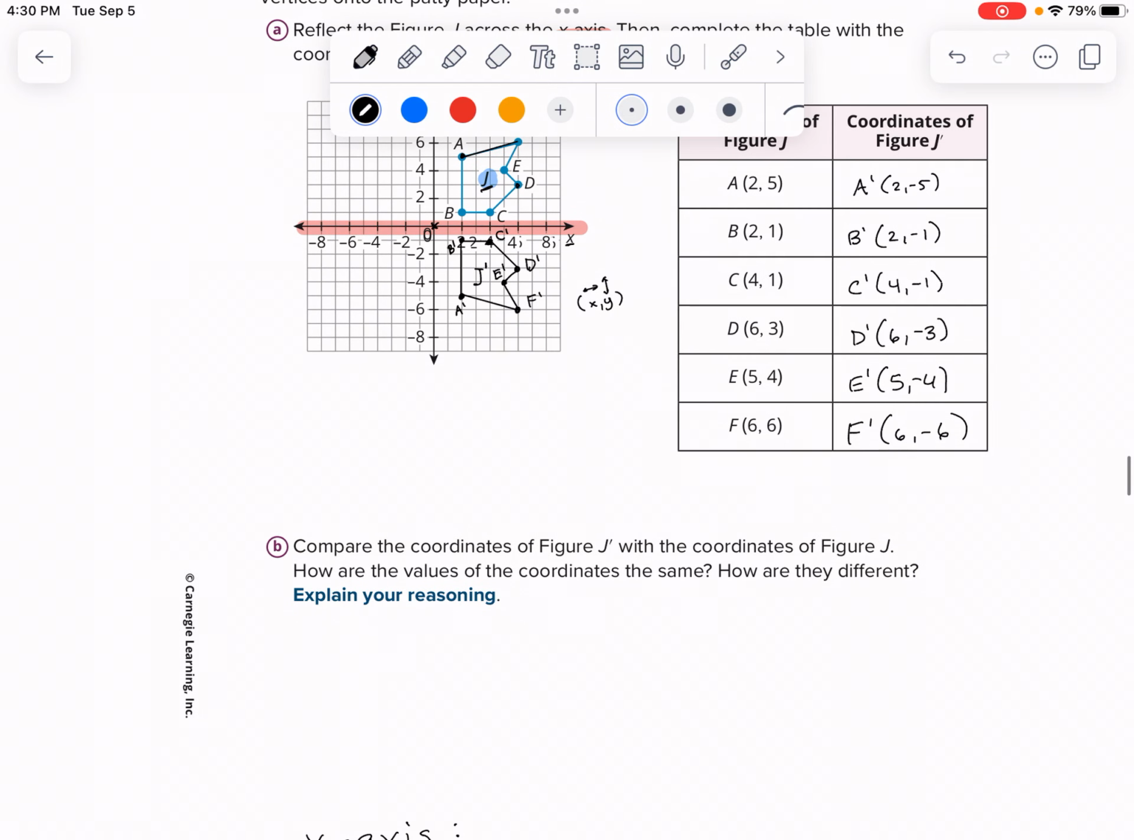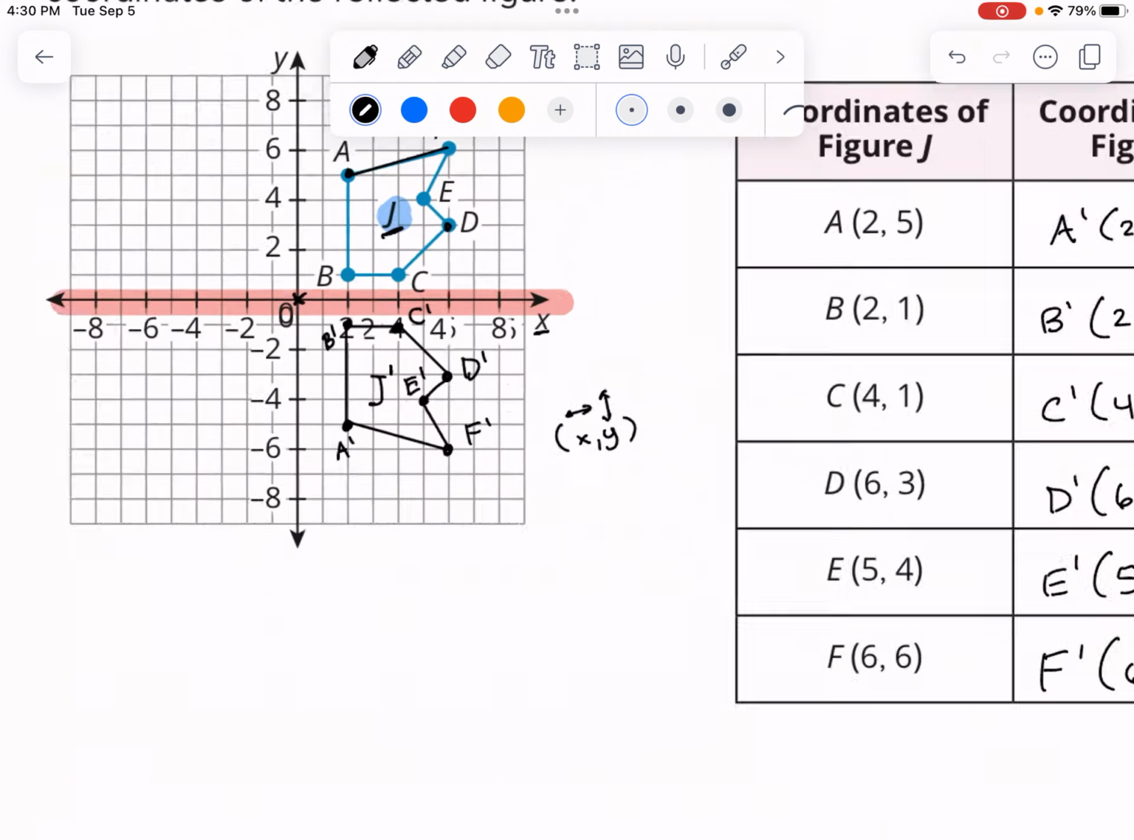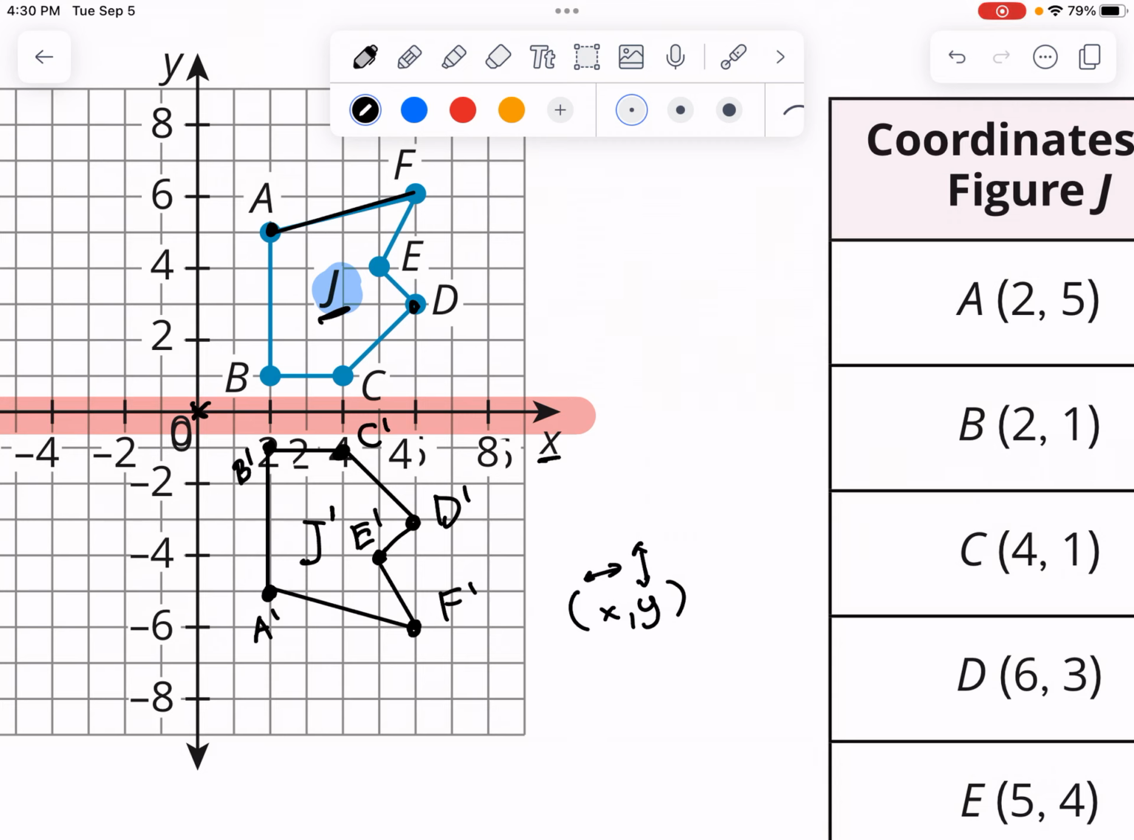The thing that is the same is that the x values, that's the first value, are all the same. So when we reflect about the x-axis, the x values stay the same, meaning that it still lines up vertically. Like you see how B and B prime are lined up vertically, C to C prime are lined up vertically, D to D prime. So x values will always stay the same.